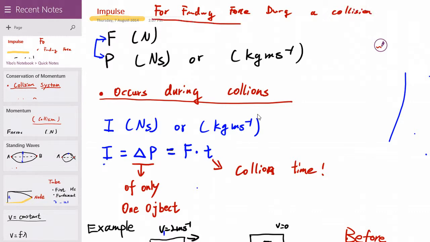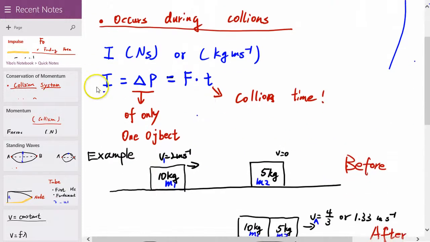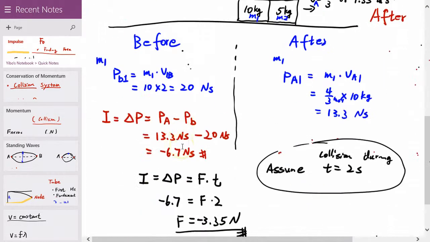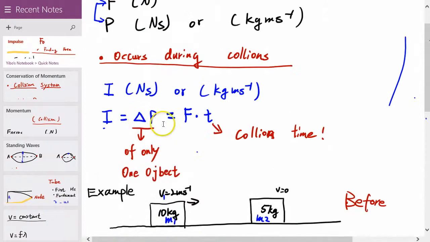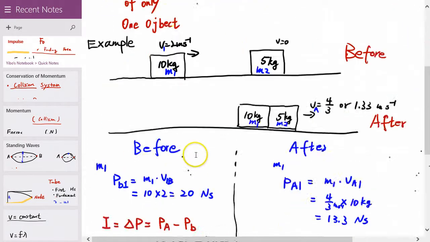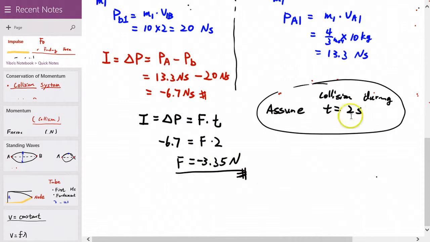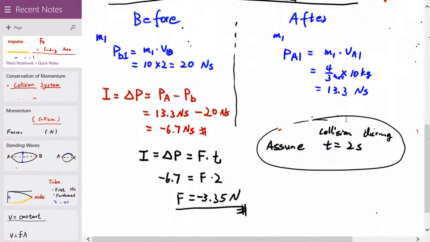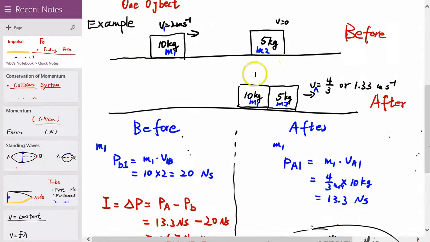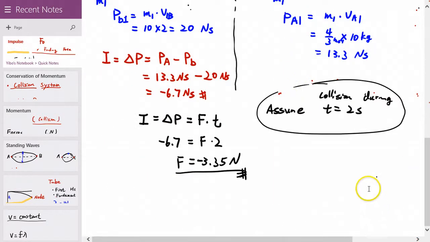And in order to do that, you need to use impulse, which concentrates on only one object. The impulse is basically the change of momentum of only one object. Then you need a collision time. So for the same question, if I do the analysis of the second object, M2, I would get pretty much the same answer.